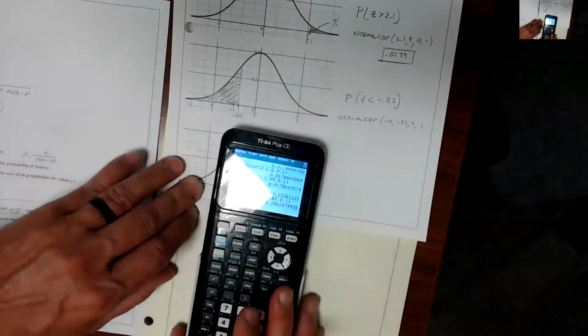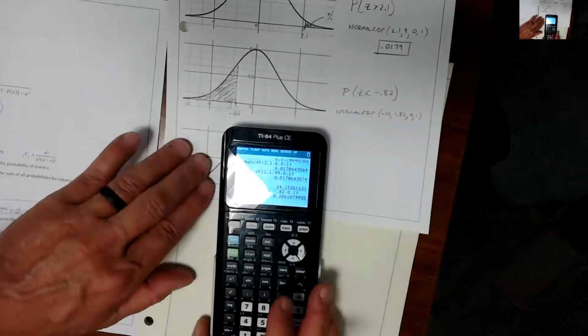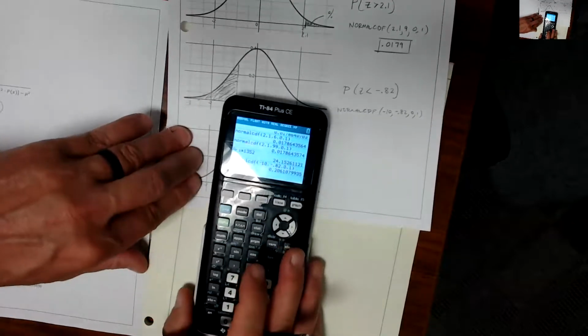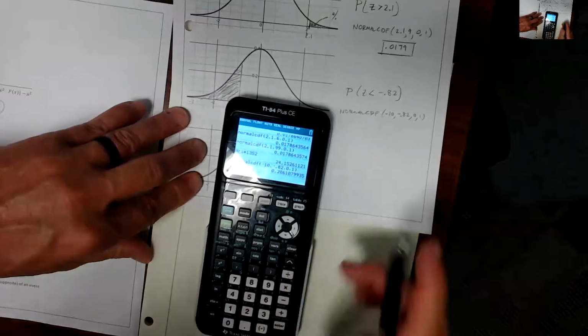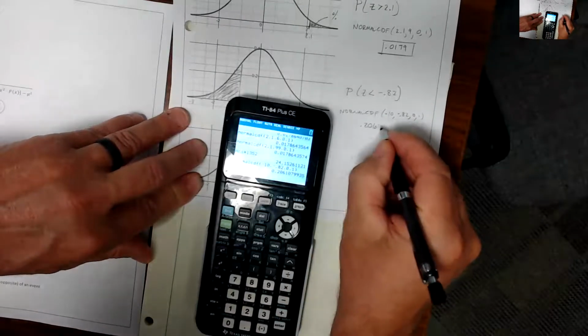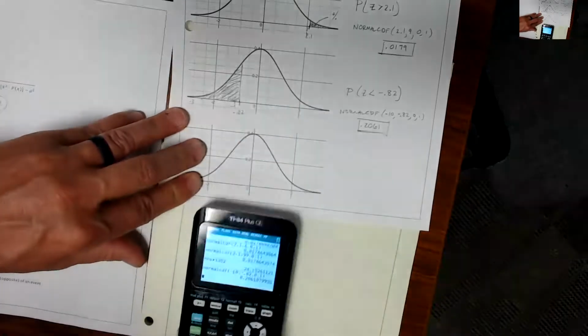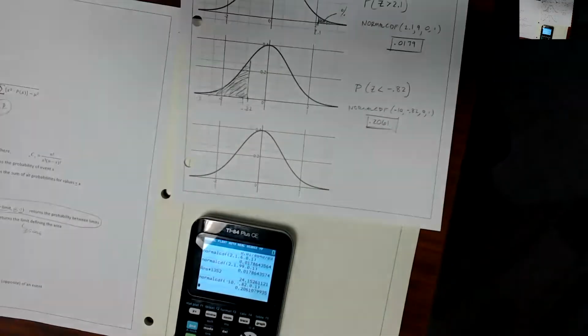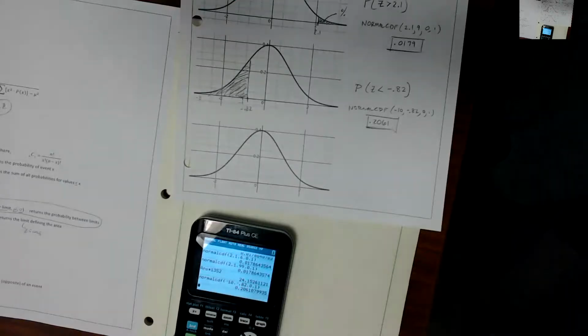I didn't take time to reason this one out. I just started typing. I didn't think about it at all. And frankly, it just didn't occur to me to think about it. I got 0.2061. Does that look about right? Does that look like 20% of that curve is shaded? Since I didn't think about it ahead of time.